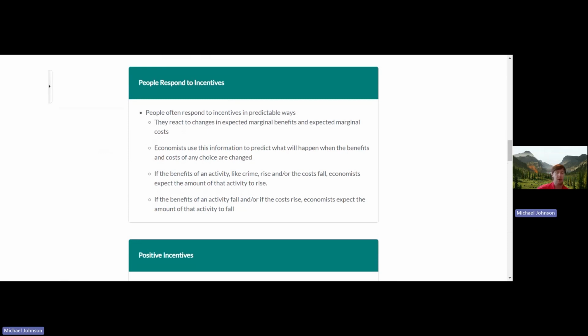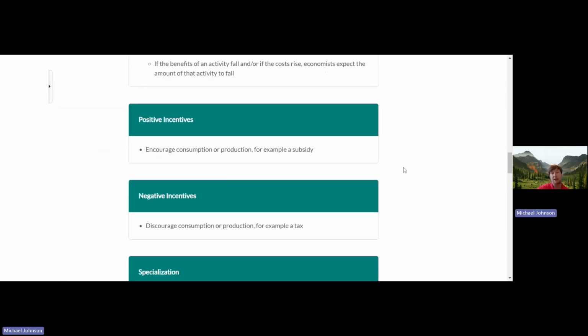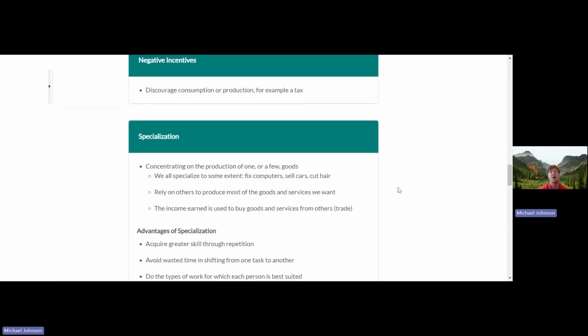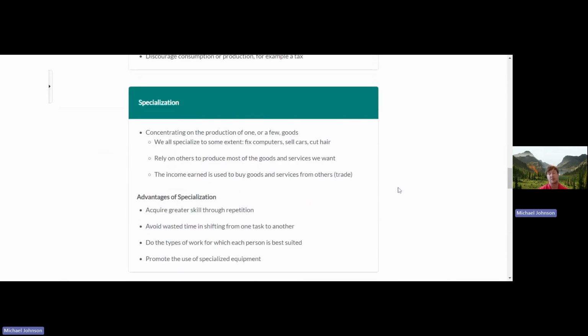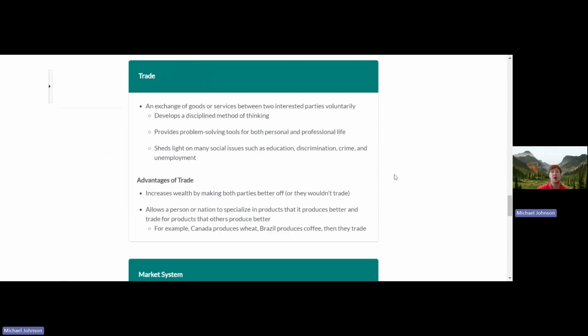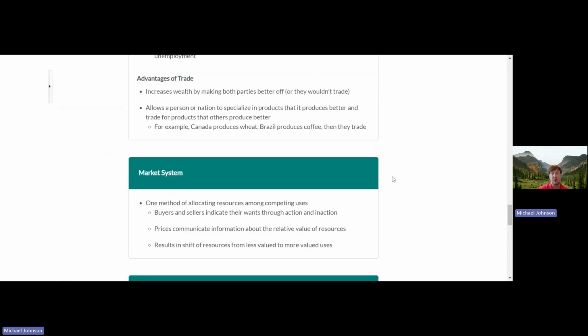Incentives are great for people because people are motivated when they get incentives, so they're motivated to work harder. Positive incentives encourage consumption, so subsidy. Negative incentives discourage consumption. Specialization is when we focus on producing one certain good. Comparative advantage is when we produce a good or service at a lower opportunity cost than other producers. Trade is when we exchange goods and services between two interested parties.